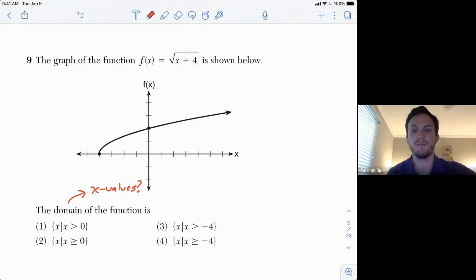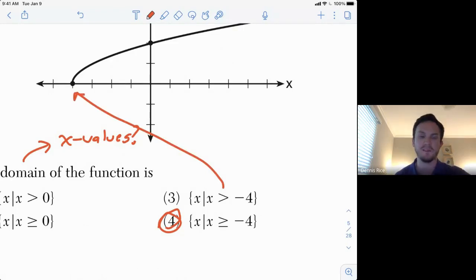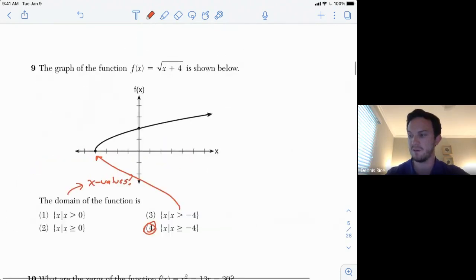Yeah, people are saying 3 or 4. The answer is 4. Why is it 4 and not 3? 3 says it can't actually equal -4, but we even see in the graph a solid dot there, solid point. You could equal -4. You're allowed to take the square root of 0.